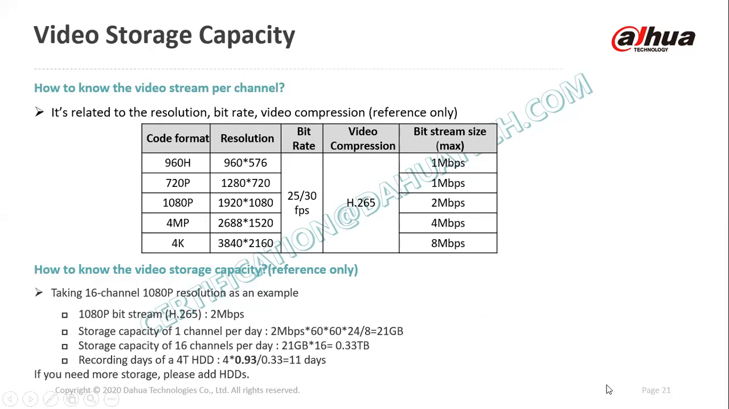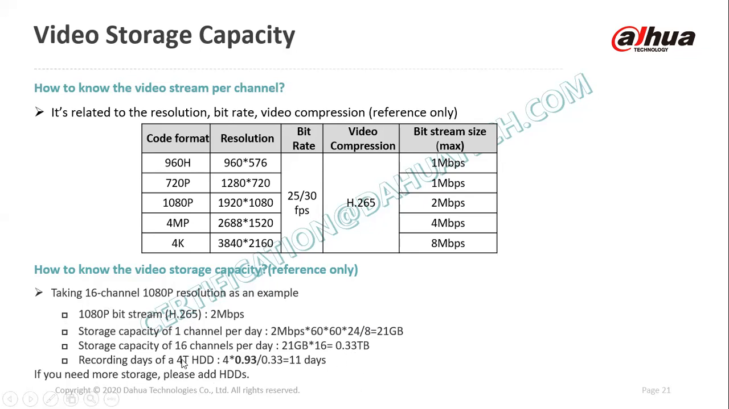So how to know the video storage capacity? This is just an example where you have 16 channel cameras with 1080p resolution, 2 megapixels camera. So the bit stream will be 2 Mbps. Storage capacity for 1 day would be 2 Mbps times the seconds in a day divided by 8, you get 21 GB. So storage capacity for 16 channels will be 21 GB times 16. We'll get 0.33 terabyte.